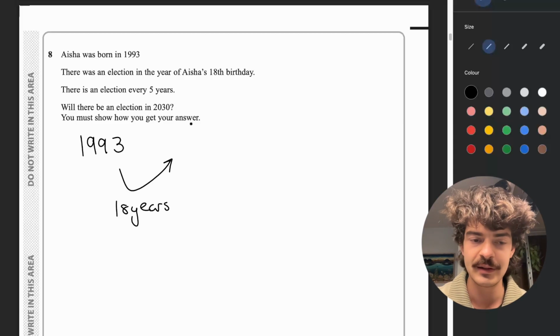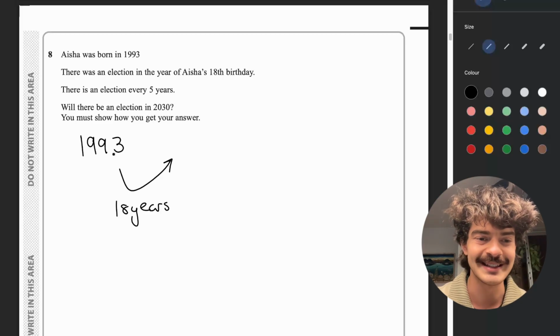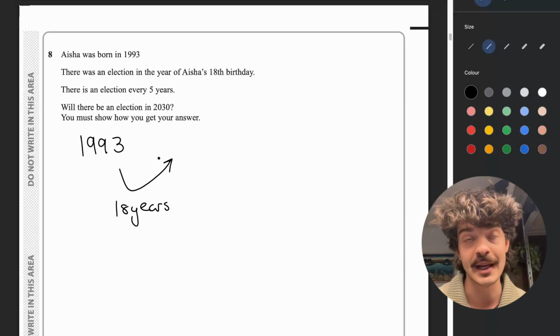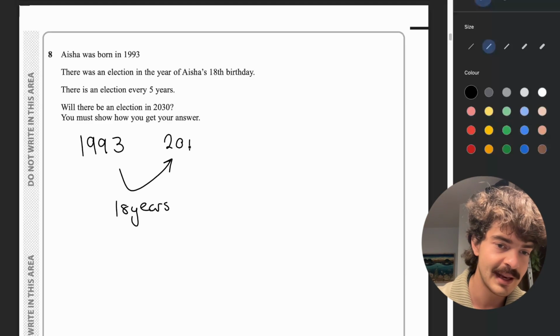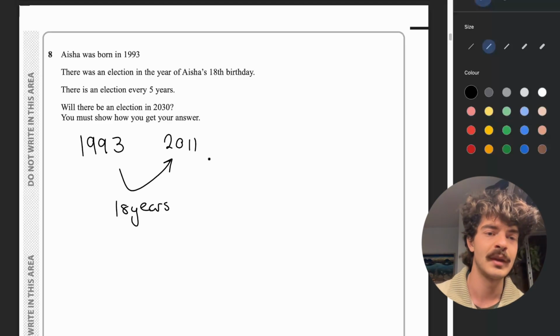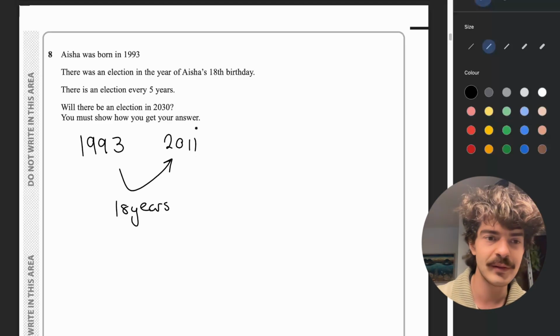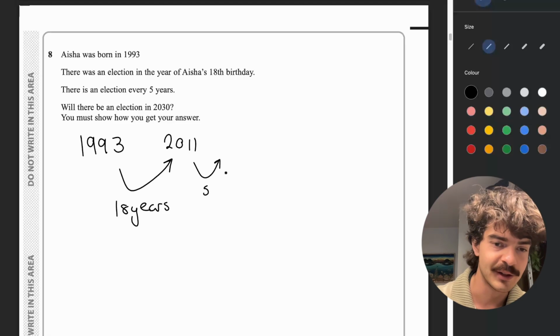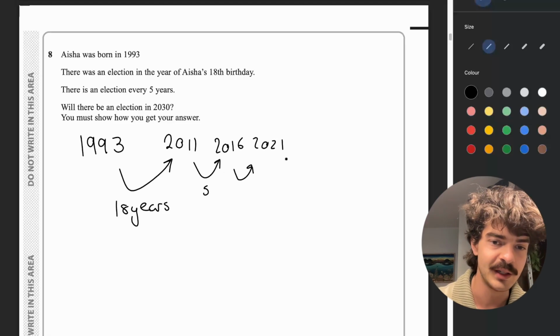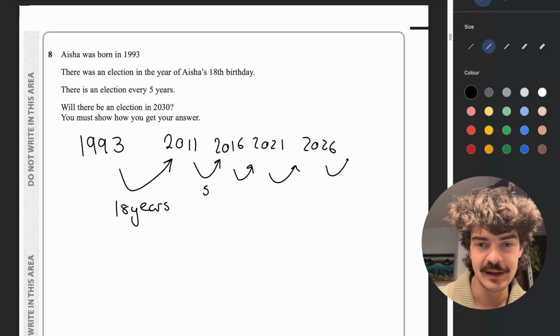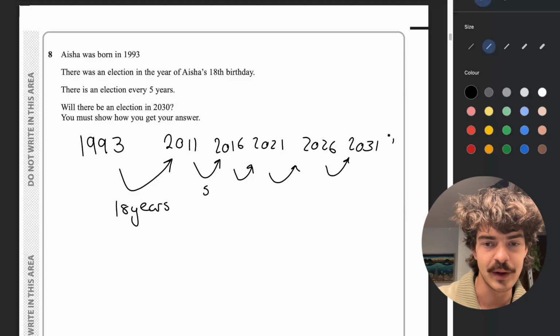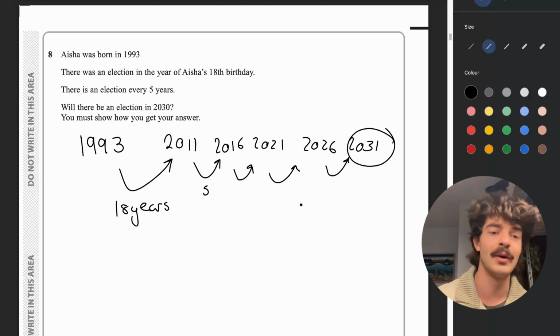What year is it? Well, to do this, we're going to add 18 to 1993. And if we were to do that, add 10 years gets us to 2003. Add another 8. Well, we're in 2011. Cool. And then that means elections every 5-year increments from here. So the next one will be 2016. Next one will be 2021. The next would be 2026 now. And then we're just going to miss it, 2031. Not there. Cool. So no.